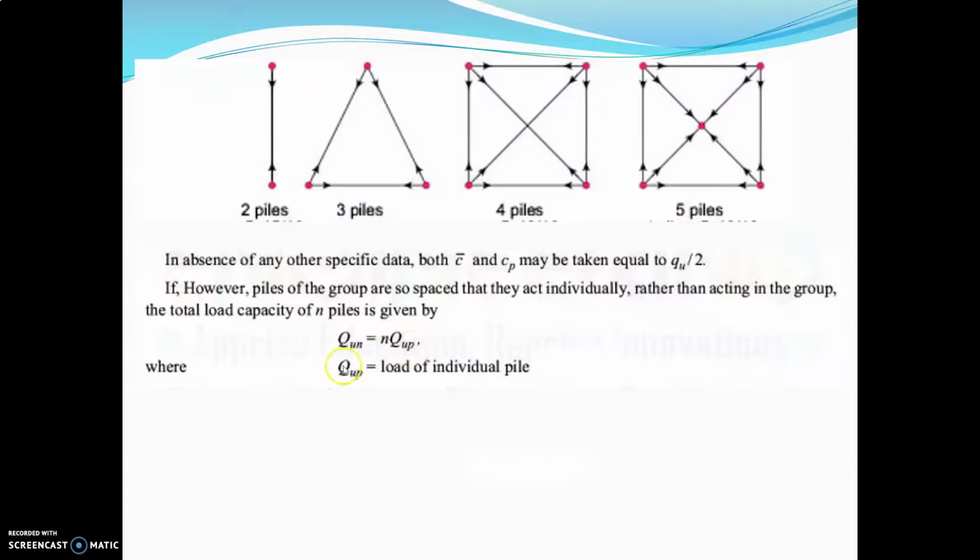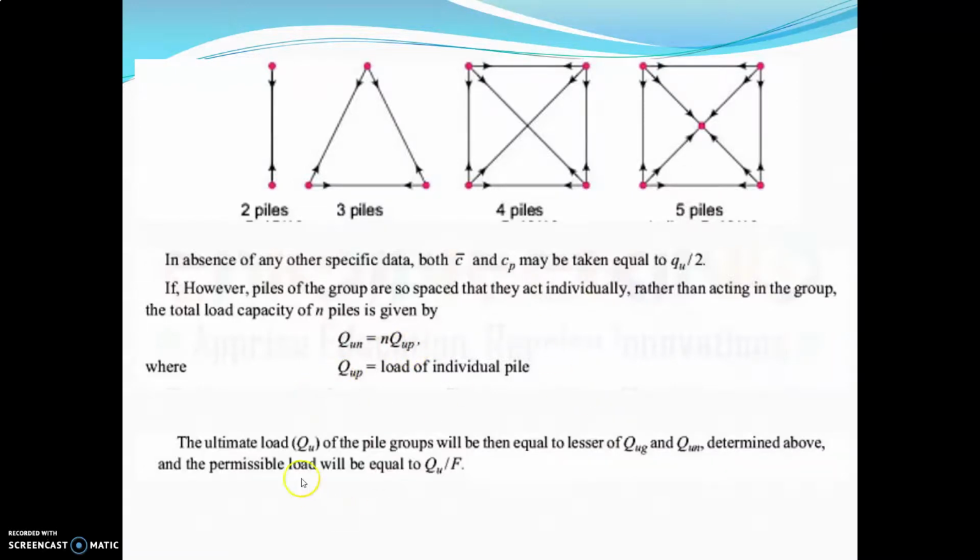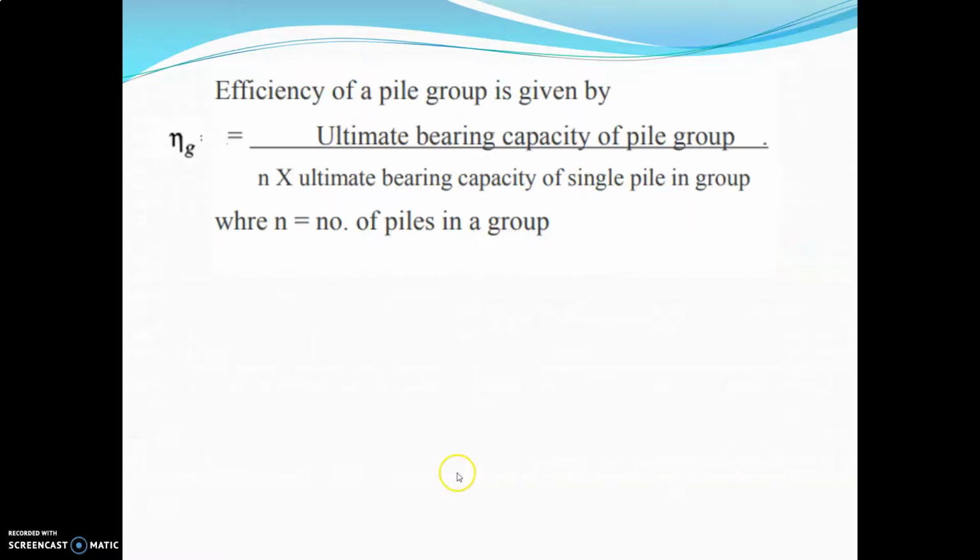The ultimate load QU of the pile group will then be equal to the lesser of QUG and QUN determined above, and the permissible load will be equal to QU divided by the factor of safety. Then the efficiency of the pile group can be calculated using this formula, that is mu G equals the ultimate bearing capacity of the pile group divided by N into the ultimate bearing capacity of a single pile in the group.